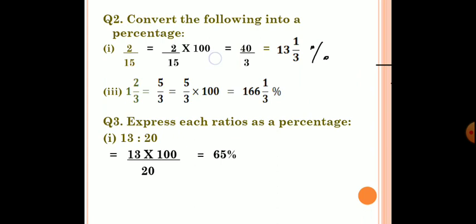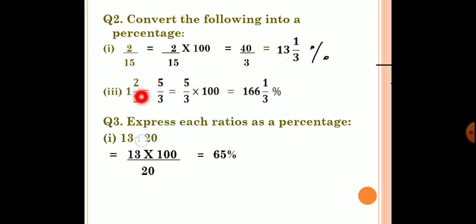Next, question number 2. Convert the following into a percentage. So fraction is given and we have to convert this fraction into percentage. So we just have to multiply this fraction by 100. So 2 by 15 into 100. If I cancel 15 and 100 by 5, so 5 threes are 15 and 5 twenties are 100. So the numerator will have 2 into 20, that is 40, and denominator we have 3. So if I divide it, we will have 13 1 by 3%.